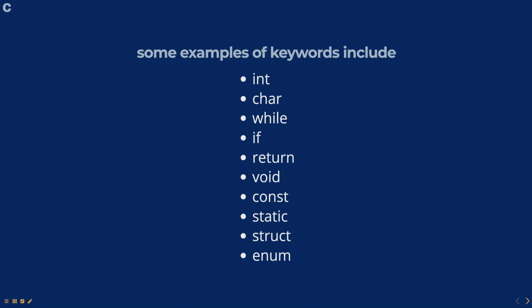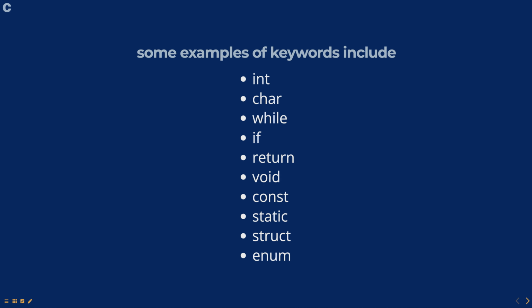Char, used to define a variable of character type. While, used to create a loop that continues to execute as long as a given condition is true. If, used to perform a conditional check and execute a block of code if the condition is true. Return, used to exit a function and return a value to the calling function. Void, used to indicate that a function or pointer does not return a value.